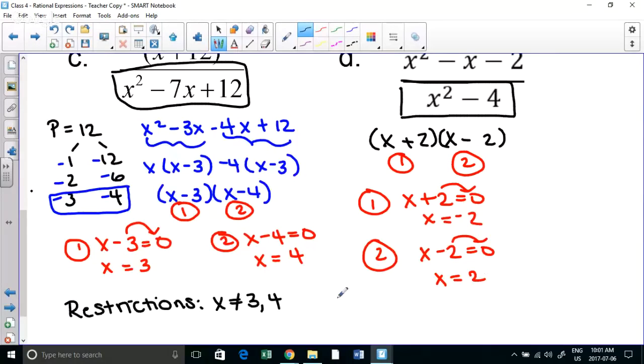What this means is x cannot be 2 and x cannot be negative 2. Otherwise, my denominator becomes 0 and I have a huge problem. Factor, set the factors equal to 0, state your restrictions.